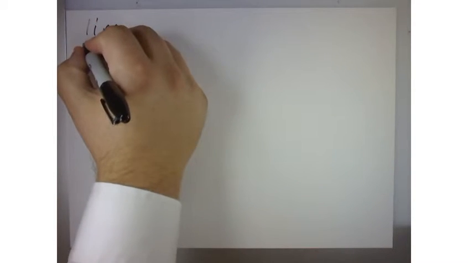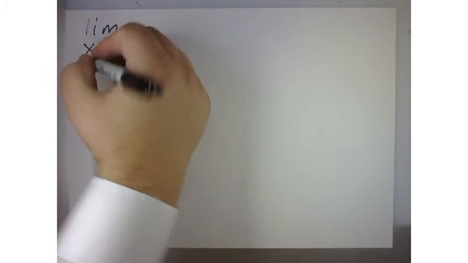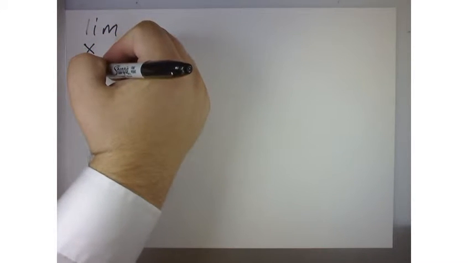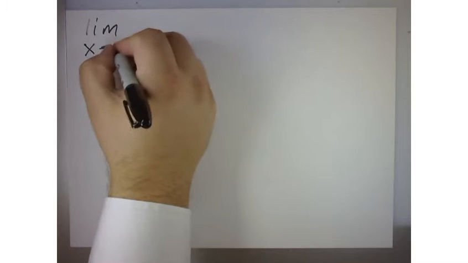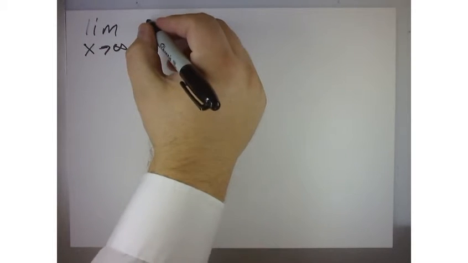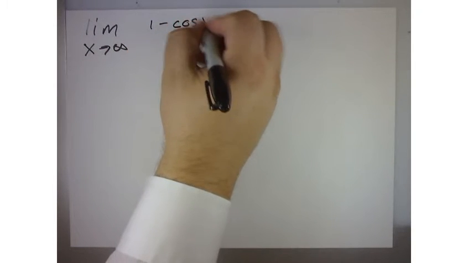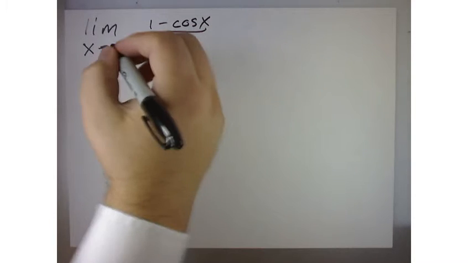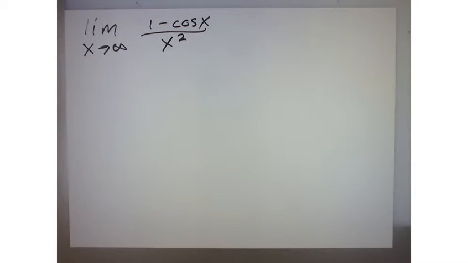If I take the limit as x approaches infinity, all right, of 1 minus cosine of x all over x squared. It says to use the sandwich theorem.